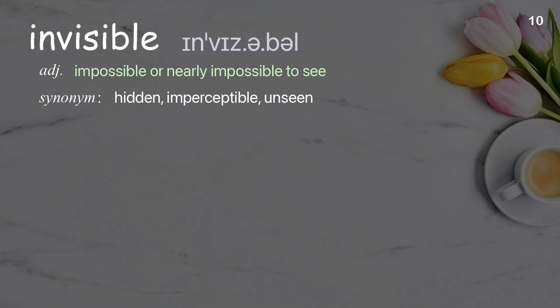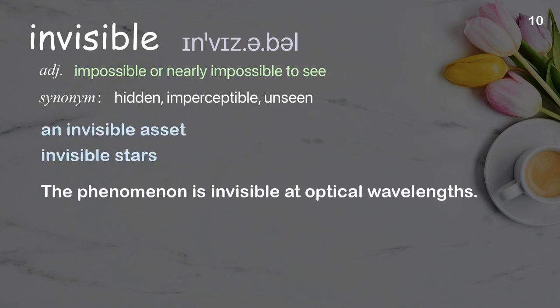Invisible. Impossible or nearly impossible to see. Examples. An invisible asset. Invisible stars. The phenomenon is invisible at optical wavelengths.